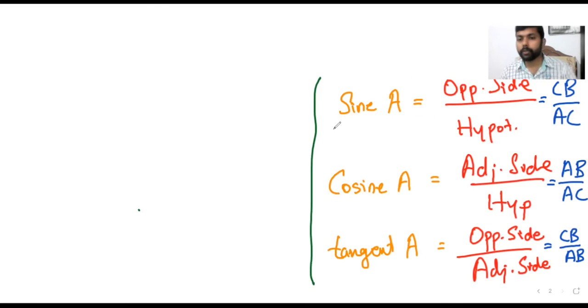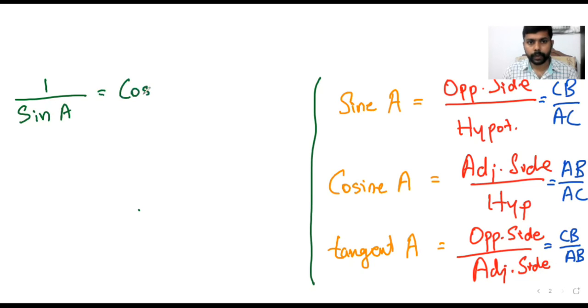These three are the main and very important trigonometric ratios. And we have three more trigonometric ratios. They are the reciprocals of sine, cos, and tangent. The reciprocal of sine A means 1 divided by sine A, and that is defined as the cosecant value of A.